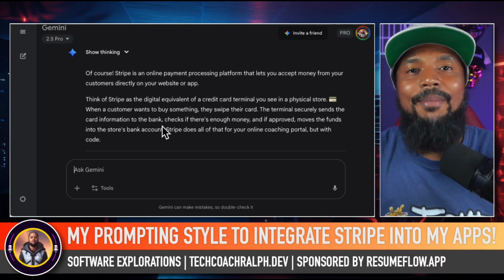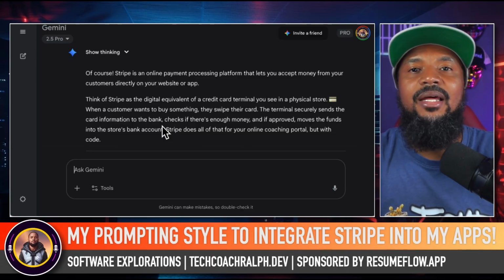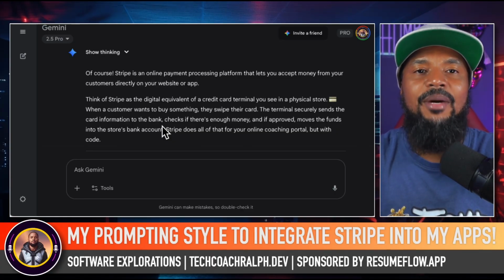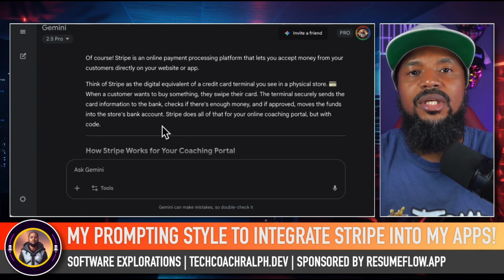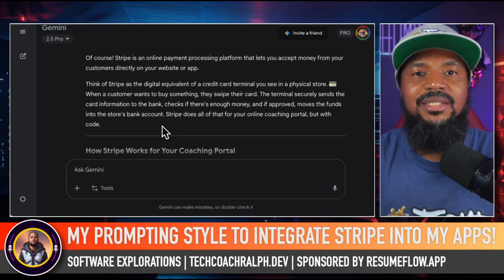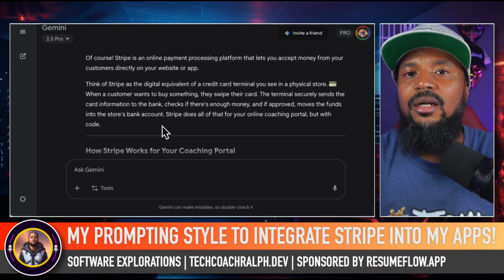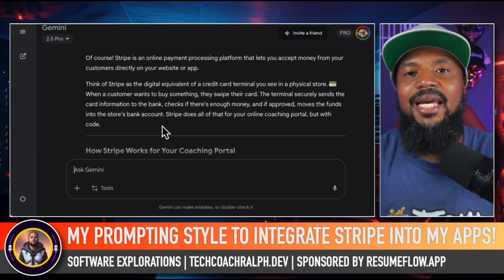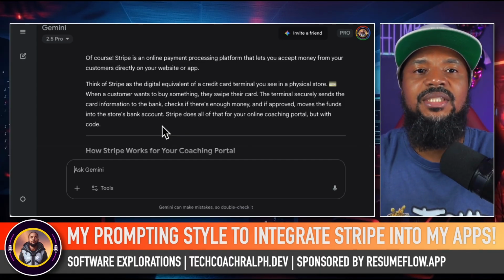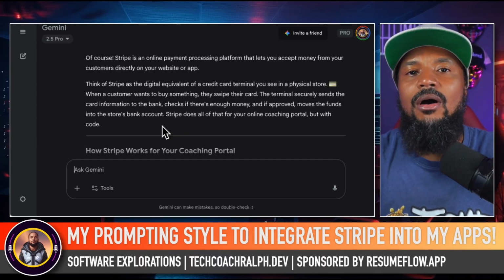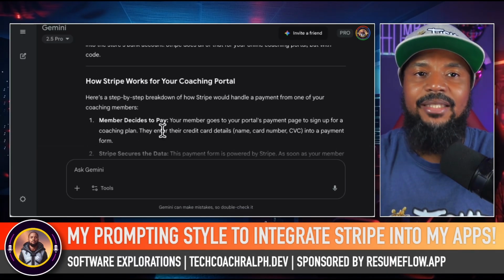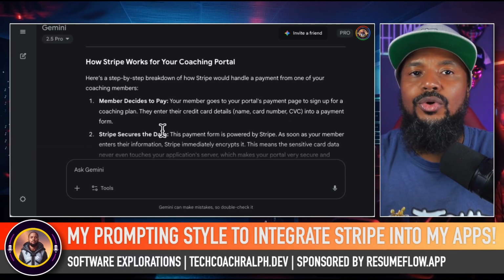It says, of course, Stripe is an online payment processing platform that lets you accept money from your customers directly on your website or your app. Think of Stripe as the digital equivalent of a credit card terminal you see in a physical store. When a customer wants to buy something, they swipe their card. The terminal securely sends the card information to the bank, checks if there's enough money, and if approved, moves the funds into the store's bank account. Stripe does all of that for your online coaching portal, but with code.